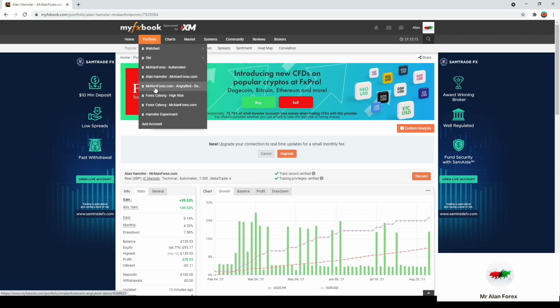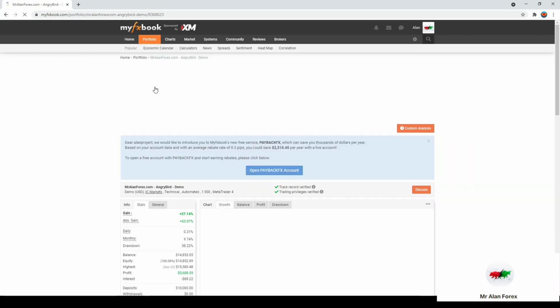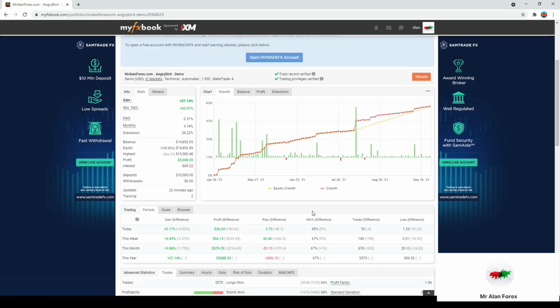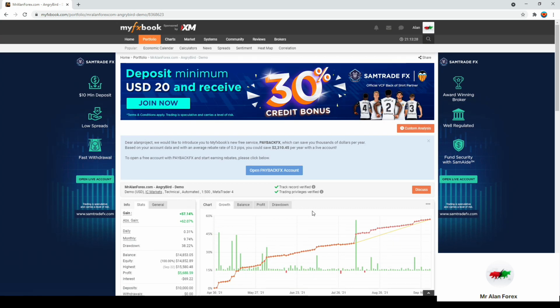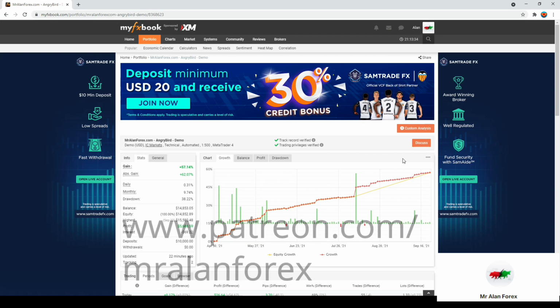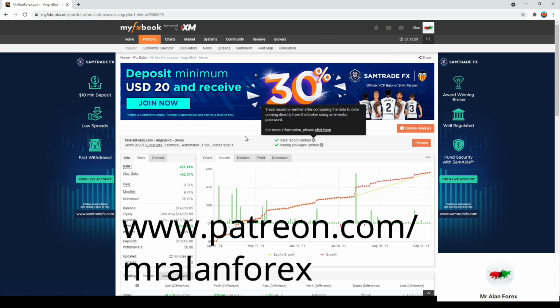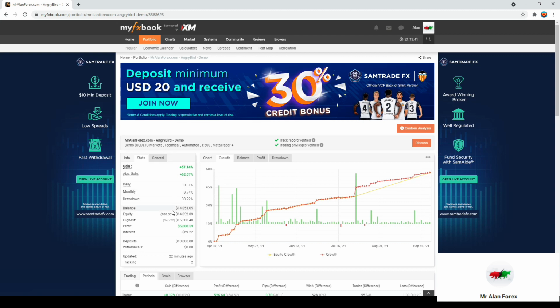So this is a demo account. This one is a free trading robot, and the details of this are also within Patreon. So if you're a member of Patreon, I'll point you in the right direction. And the reason why this is a demo is because this is a grid Martingale type system. These are trading systems which are high risk. I don't tend to like them too much because they do have a habit of blowing your account.